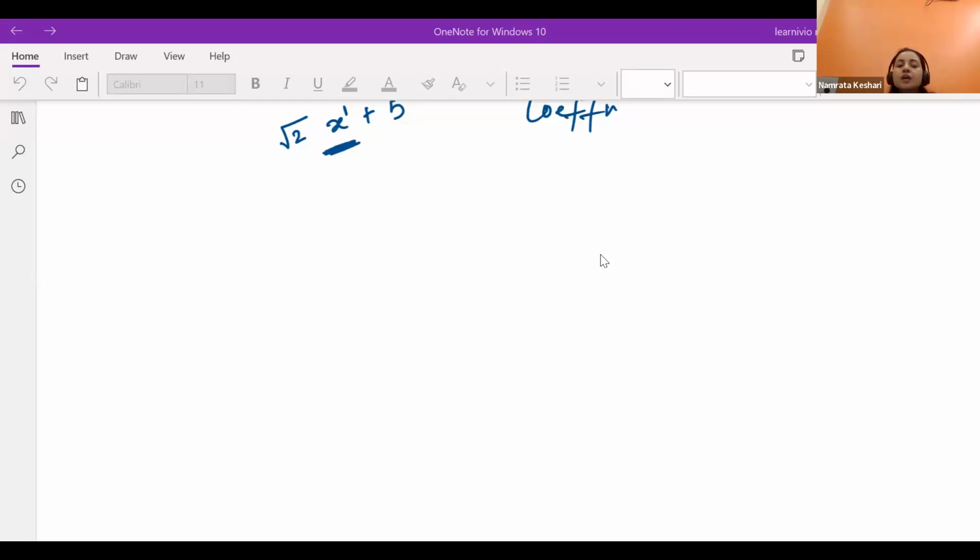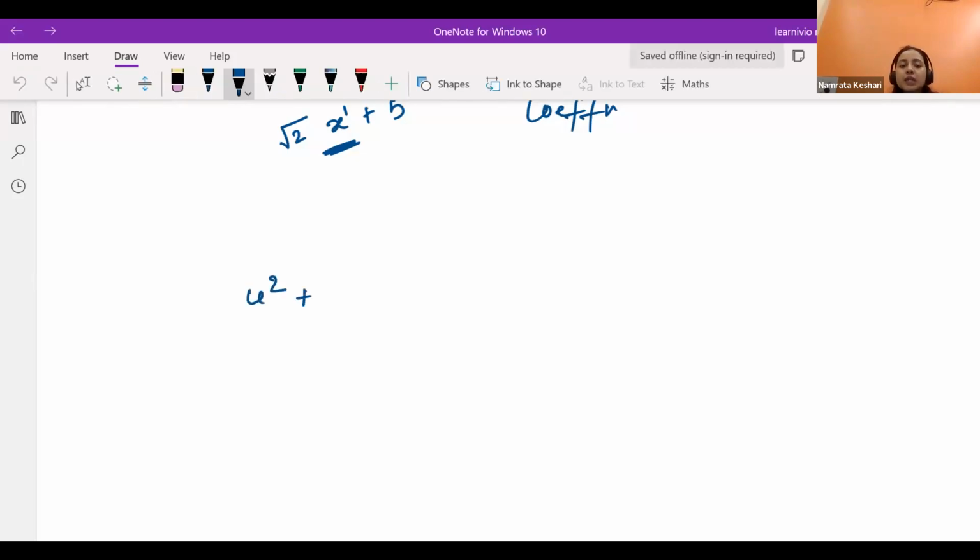If I take one of the questions as u square plus u plus t, is it a polynomial in one variable? No, ma'am. There is not one variable. We can see two types of variable over here. So it's a polynomial, but not a polynomial in one variable.